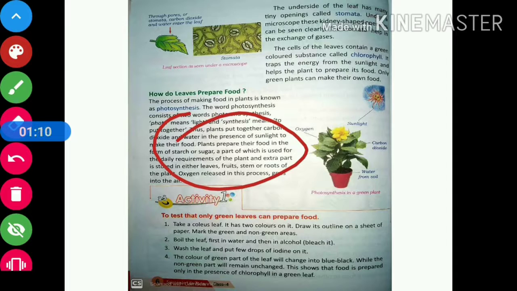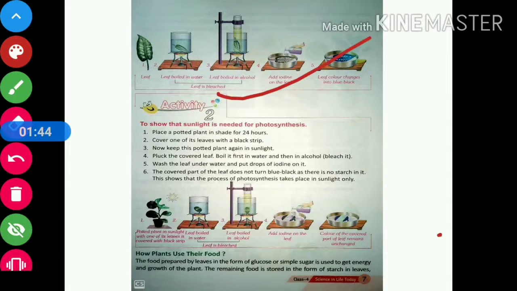So now let us do a quick activity to test that only green leaves can prepare food. For that you have to take a coleus leaf. Why? Because it has two colors. One is purple and the other is green. Now draw its outline on a sheet of paper. Also mark the green and non-green areas. Now first you have to boil it in water and then you have to boil it in alcohol. As you can see, it is shown in the picture.